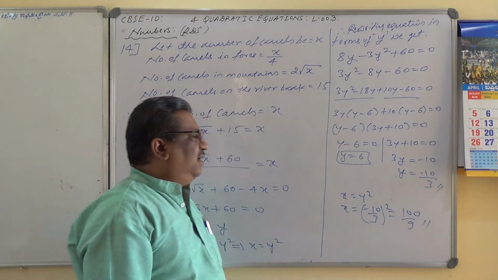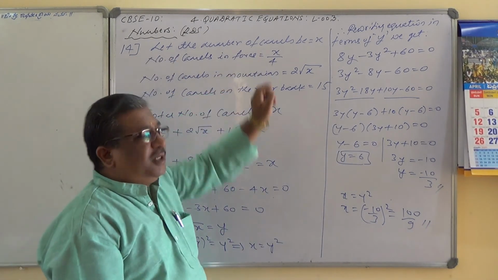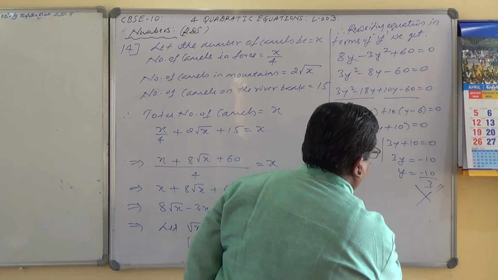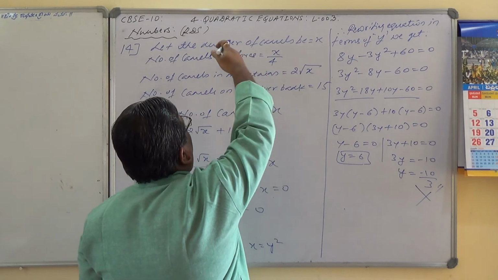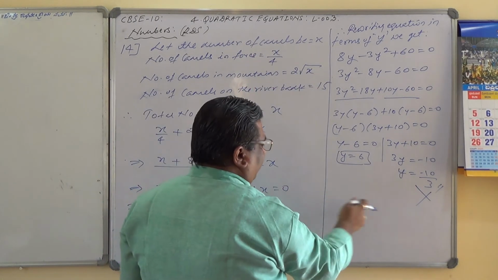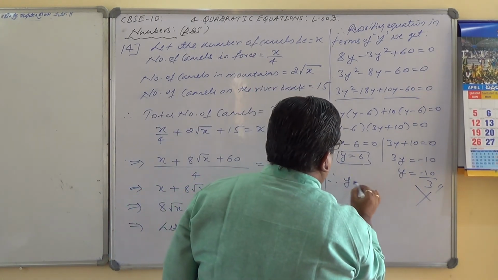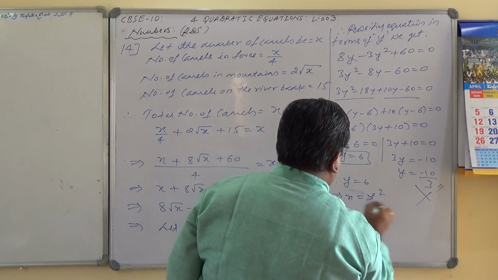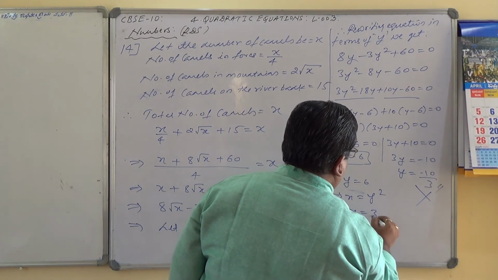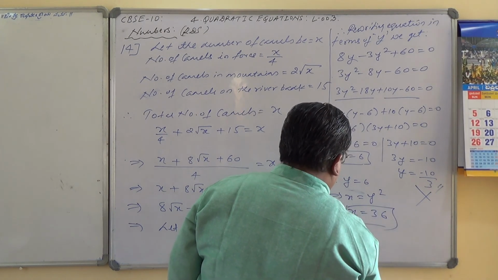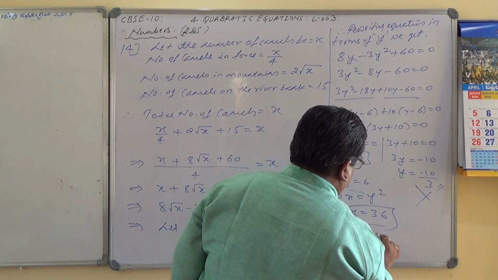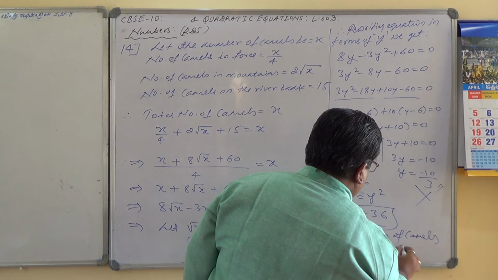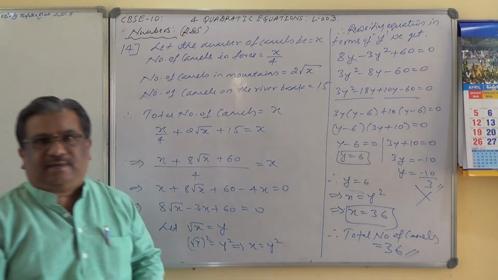So I'll get a fraction here. Can the number of camels be a fraction? And therefore this is discarded. So what is the answer for this one? This is discarded because if I calculate the number of camels, it is coming in fraction, and therefore y equals 6 implies x equals y square implies x equals 36. Therefore total number of camels equals 36. That is the answer.